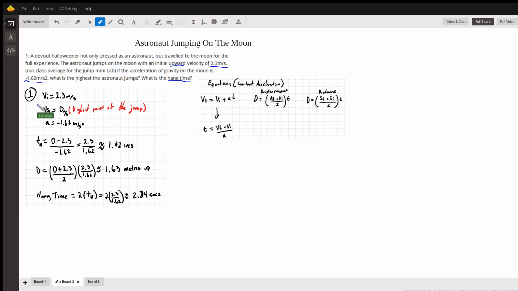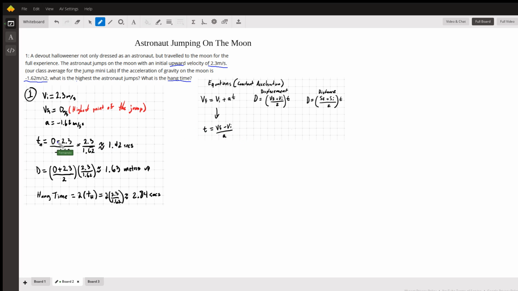Now, from this, we know that the initial velocity is 2.3 meters per second. The final velocity is 0 meters per second, and this happens whenever the astronaut is at the highest point of the jump. The acceleration is negative 1.62 meters per second squared, and in order to determine the displacement, I need to know the time. So first, I can calculate the time because I know the initial and the final, and I know the acceleration. So I just plug in these values to my time equation.